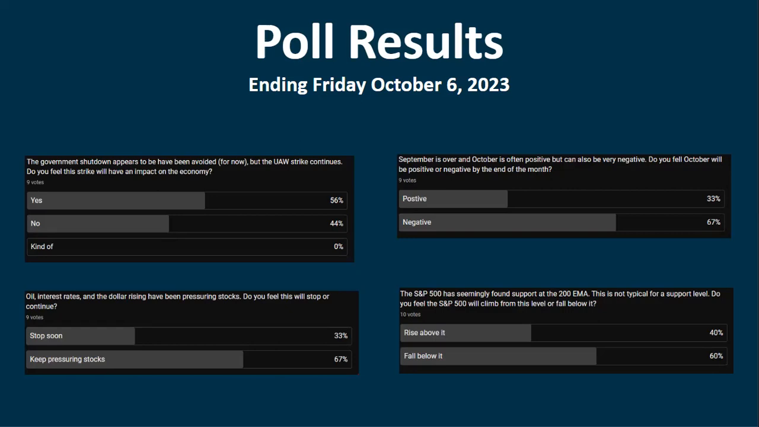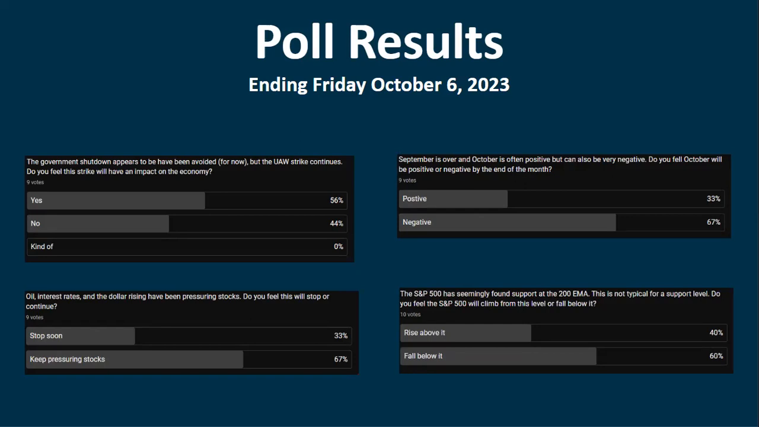Do you feel that the S&P will climb from the exponential moving average or fall down below it? 40% said we will rise above it, which we ended up doing in Friday's session, where 60% at the time this poll was conducted thought that we would end up falling down below it. And we did for a couple of days, but then in Friday's session, we were able to come back above it.